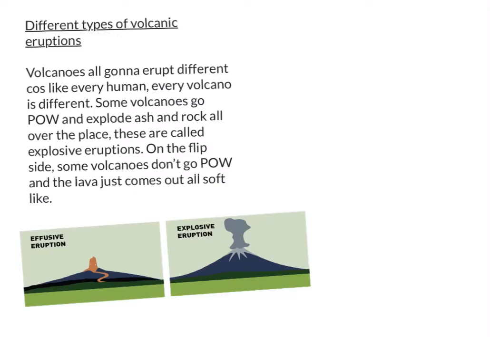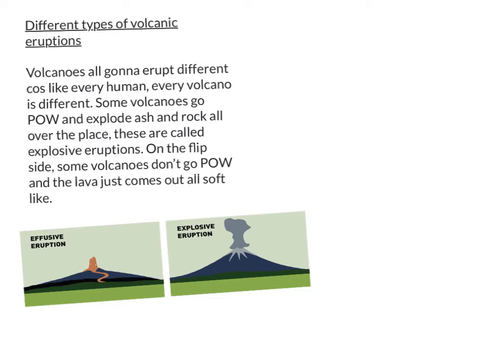Okay, year 3, you're going to have to help me with this one. So this person, definitely not me, has written a paragraph about different types of volcanic eruptions. So let's have a look what they've written. Volcanoes all gonna erupt different cause like every human, every volcano is different. Okay, fine. Some volcanoes go pow and explode ash and rock all over the place. These are called explosive eruptions. Okay, good. Good technical language. On the flip side, some volcanoes don't go pow and the lava just comes out all soft like.